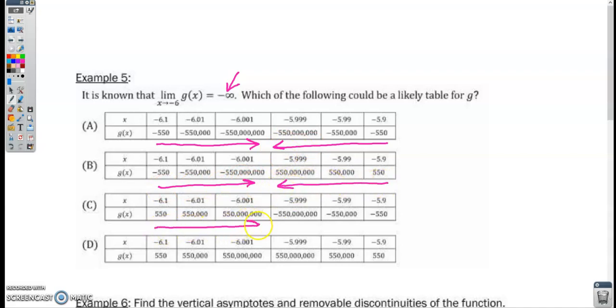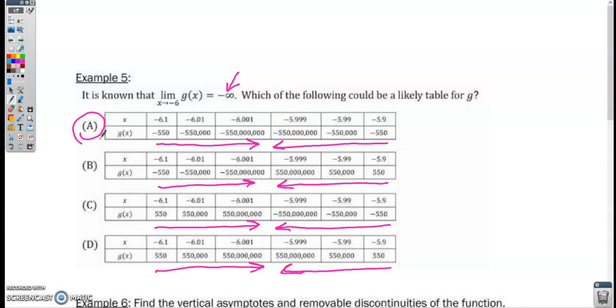as x gets closer and closer to -6. And if we look at these, this one gets to be bigger and bigger negative values from the left and bigger negative values from the right. So I think this is my answer right off the bat.